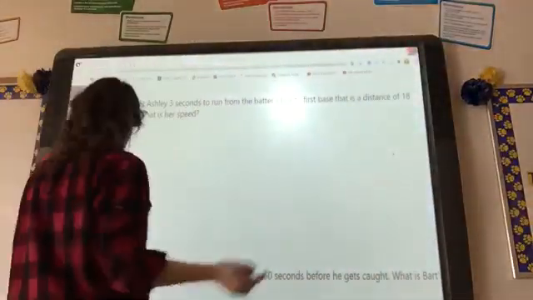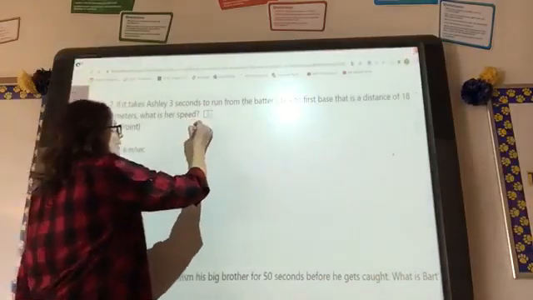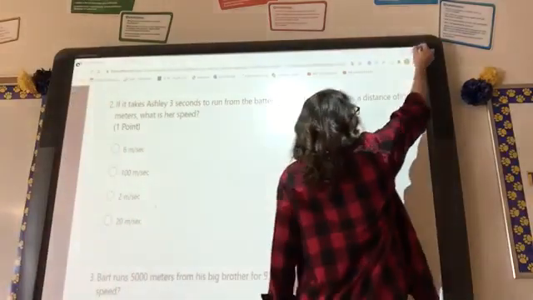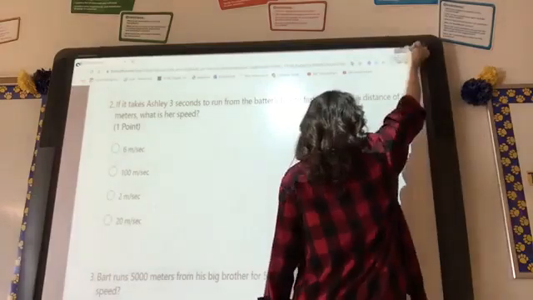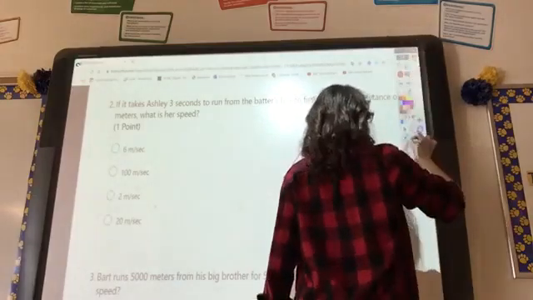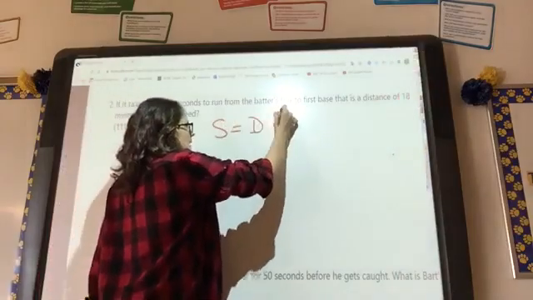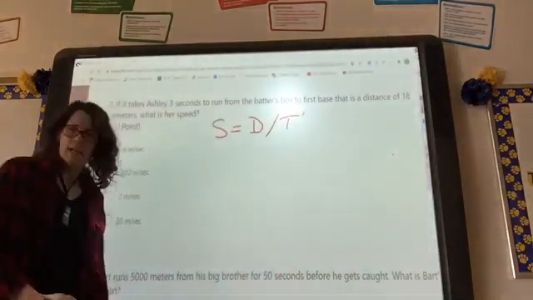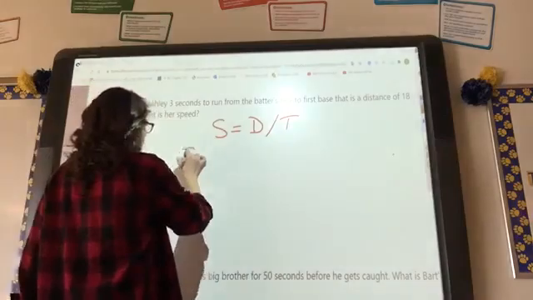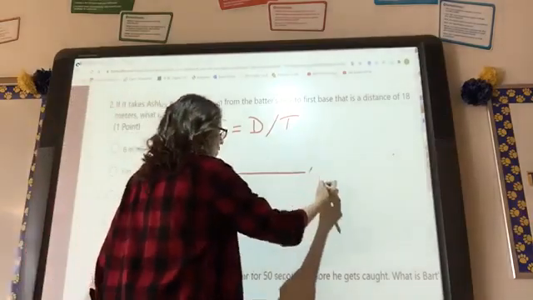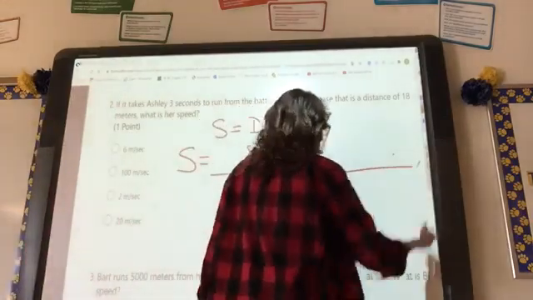So, just like question 1, we have to write our formula. And our formula is speed equals distance divided by time. Okay? I'm going to set us up so we've got S equals, there we can put our distance, there we can put our time.